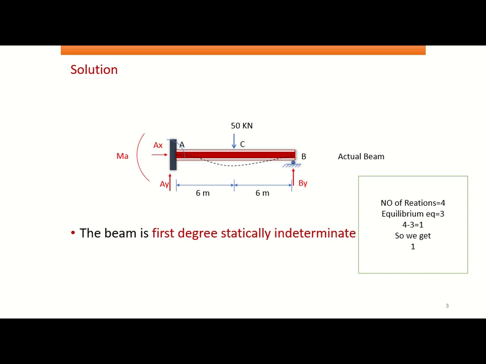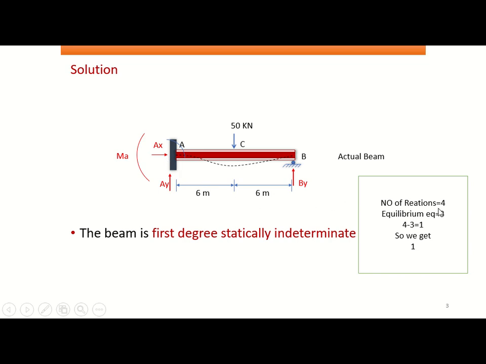Indeterminacy we can check when the number of supports is greater than the equilibrium conditions. How many reactions are there? At the fixed support we have 3 forces. At the roller support we have 1 force. It is the same at the hinge, where we have 2 forces, horizontal and vertical.